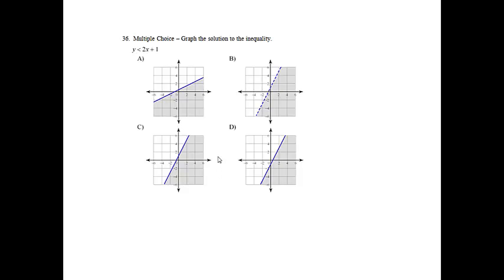Okay, 36, multiple choice. Graph the solution to the inequality y is less than 2x plus 1. Okay, I notice they're all lines, which is good. They're all headed up, so they all have a positive slope, and this one has a positive slope. I do notice the same side on all of them is shaded. Well, actually, it's not. It is on most of them. But the biggest thing that I notice is that we've got a less than sign, and I know with the less than signs, it has to be a dotted line, and B is the only one that has a dotted line. So B has to be the option for that one.